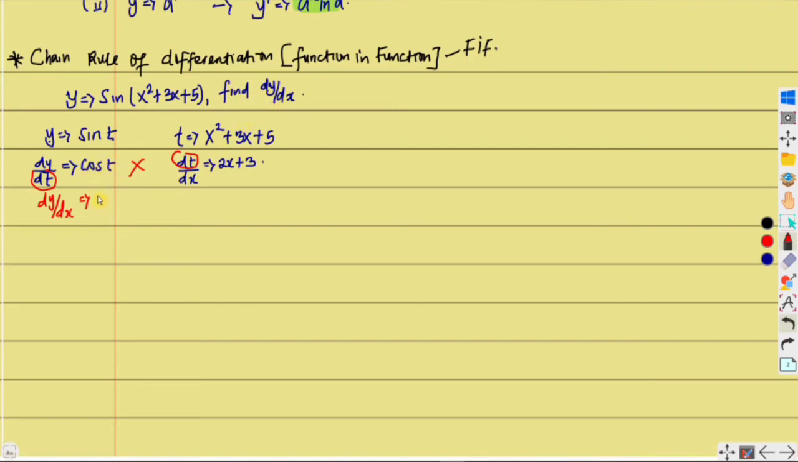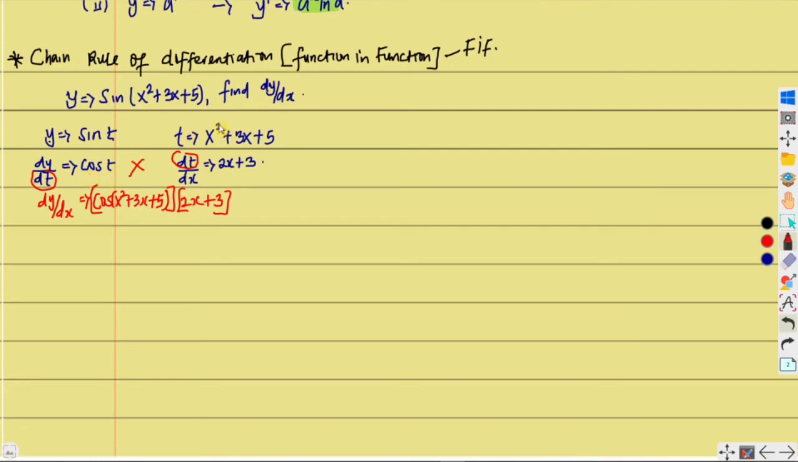So remember to change this, because the t value was x squared plus 3x plus 5. Then we have cos of x squared plus 3x plus 5, and multiplying this times this gives 2x plus 3. So the method we are using here is called function in function, which is called the chain rule. You can always keep that in mind.